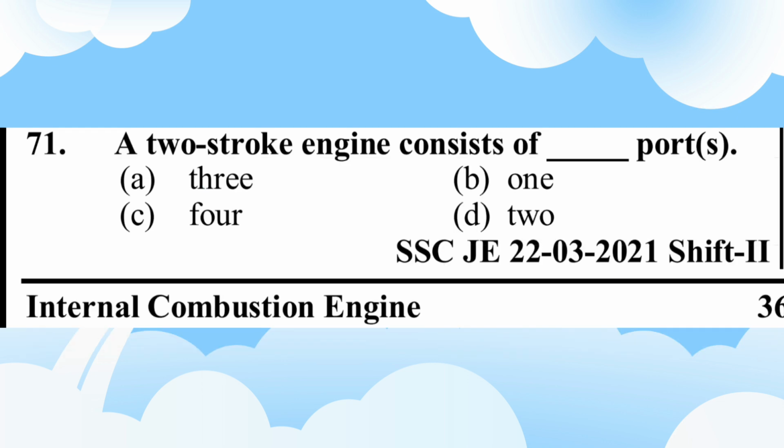Question number 71. A two-stroke engine consists of dash ports: A3, B1, C4, D2. Two-stroke engine, 3 ports. Okay, one transfer port, one exhaust port and the inlet port.